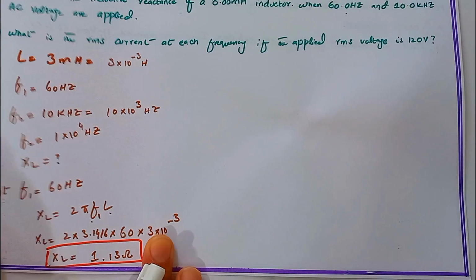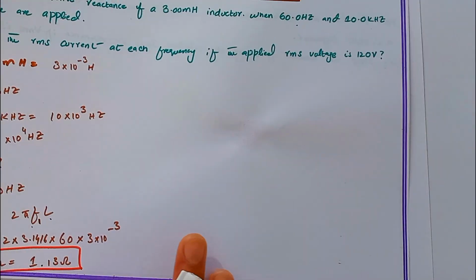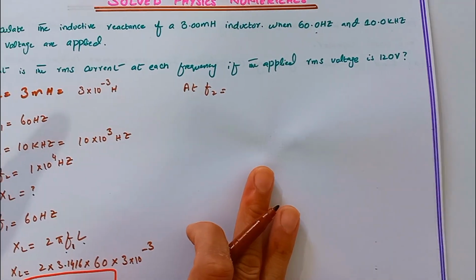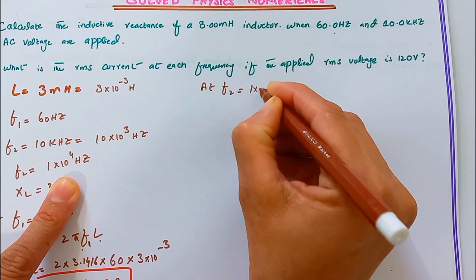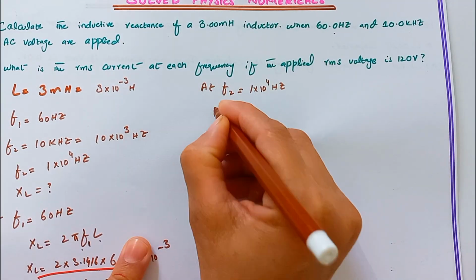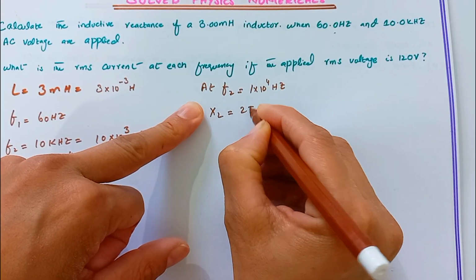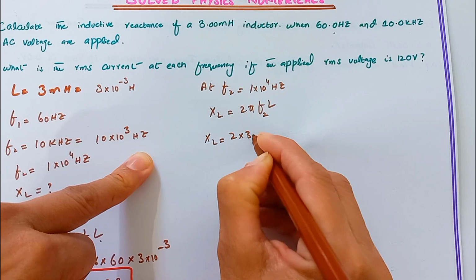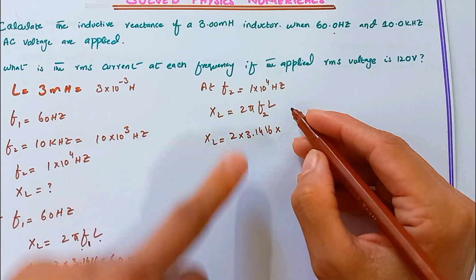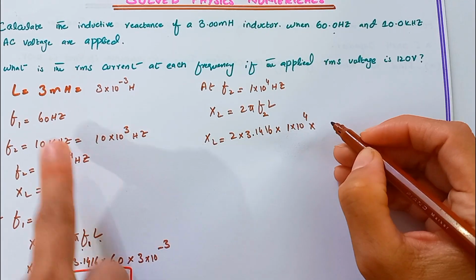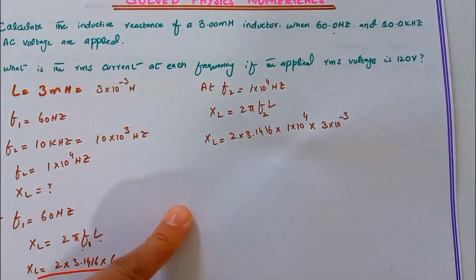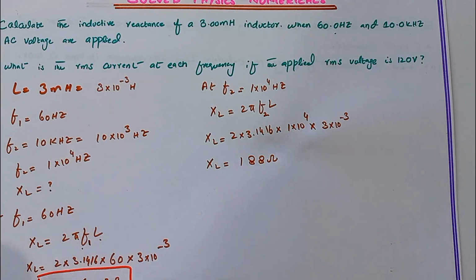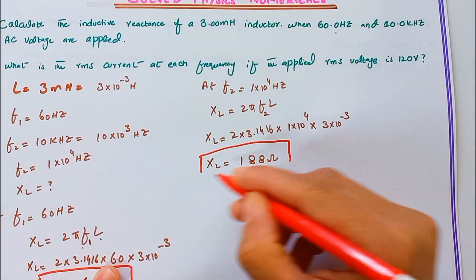Now we find the inductive reactance at frequency F2. Frequency F2 is equal to 1 into 10 to the power 4 Hertz. We know the formula XL equals 2 pi FL, so here we use the frequency F2. Put the values: 2 into 3.1416, F2 as 1 into 10 to the power 4 Hertz, and L as 3 into 10 to the power minus 3 Henry. The value of the inductive reactance at frequency F2 is 188 ohm.